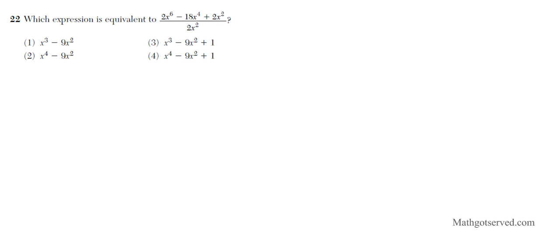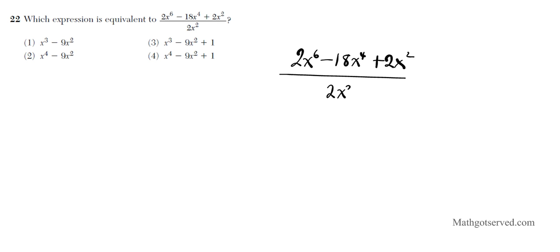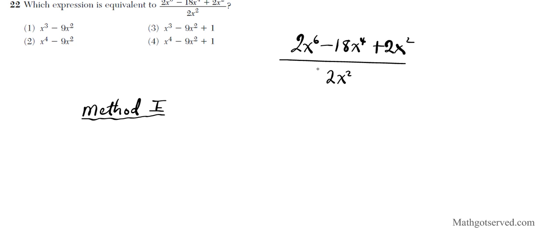Question 22 says, which expression is equivalent to 2x to the 6th minus 18x to the 4th plus 2x squared, over 2x squared? For this, I will show you two methods. Method 1 is elementary, doesn't require knowledge of the rules or laws of exponents, but you just need to know how to decompose. So I'm going to decompose every single term.